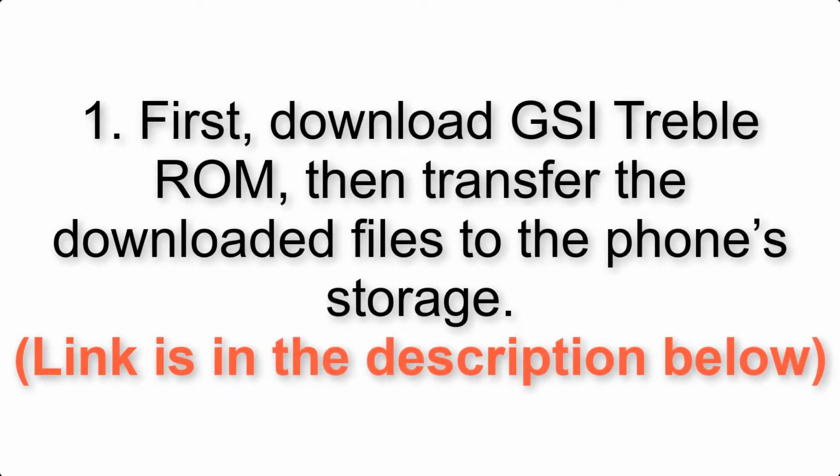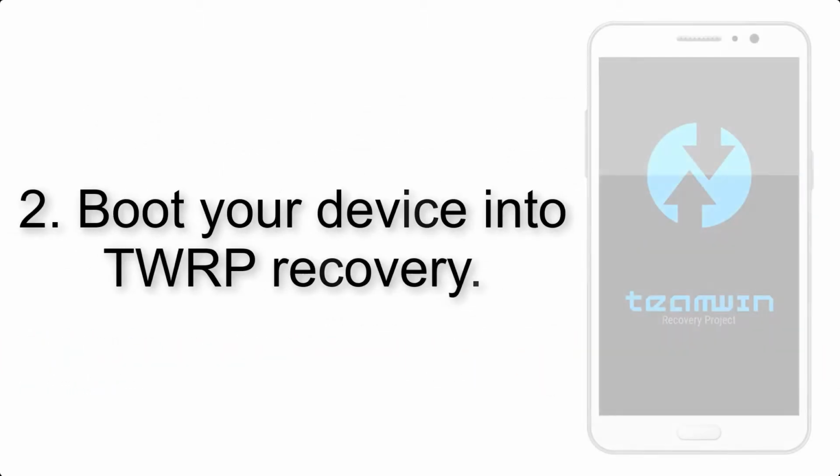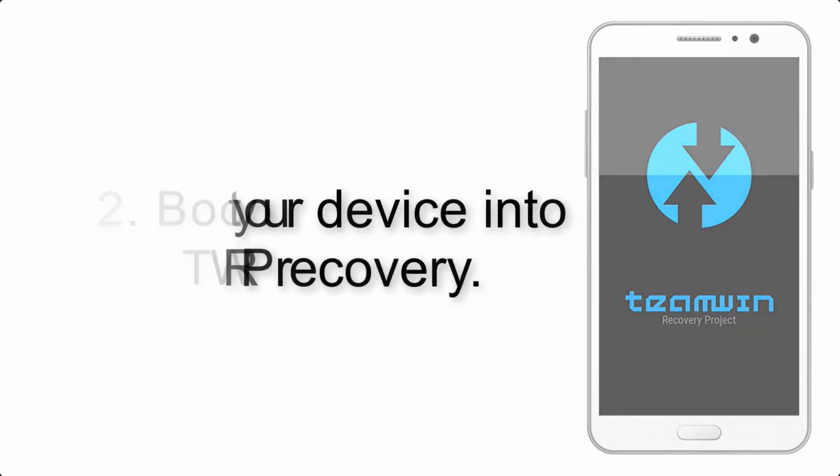Step 1. First, download the ROM and GApps packages, then transfer the downloaded files to the phone storage. The link is in the description below. Step 2. Boot your device into TWRP recovery.